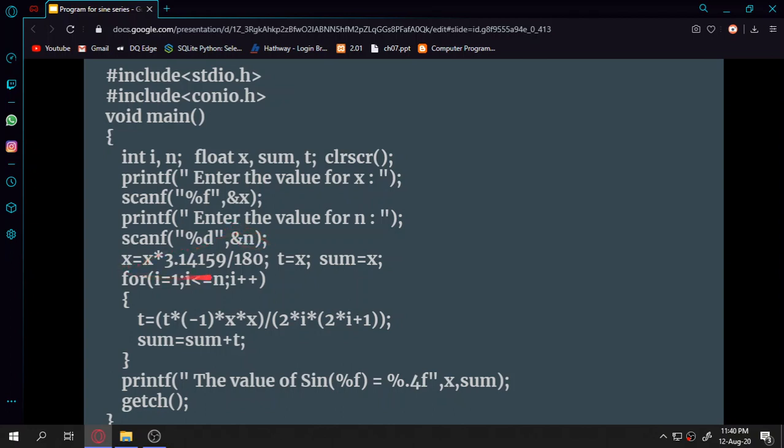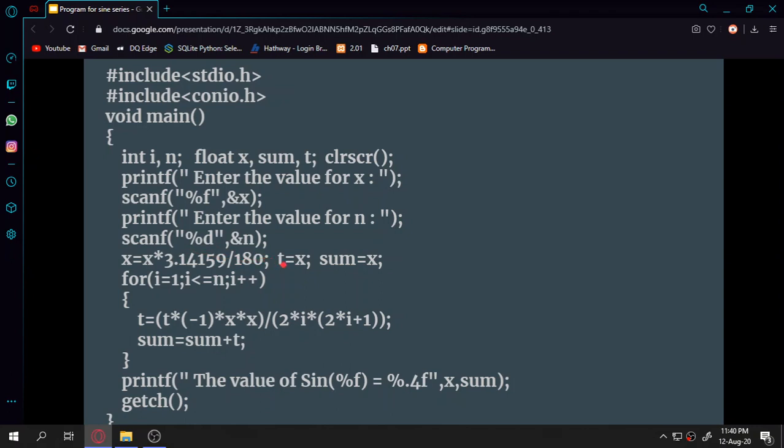Now this is the equation to calculate the degree values. When you enter the input value, it is not in the degree value. So I am converting this value by pi by 180. This is the pi value, which is 3.14 something, by 180. So the given value into pi by 180 will convert the values from degrees into radians. This is the conversion part from degrees to radians.